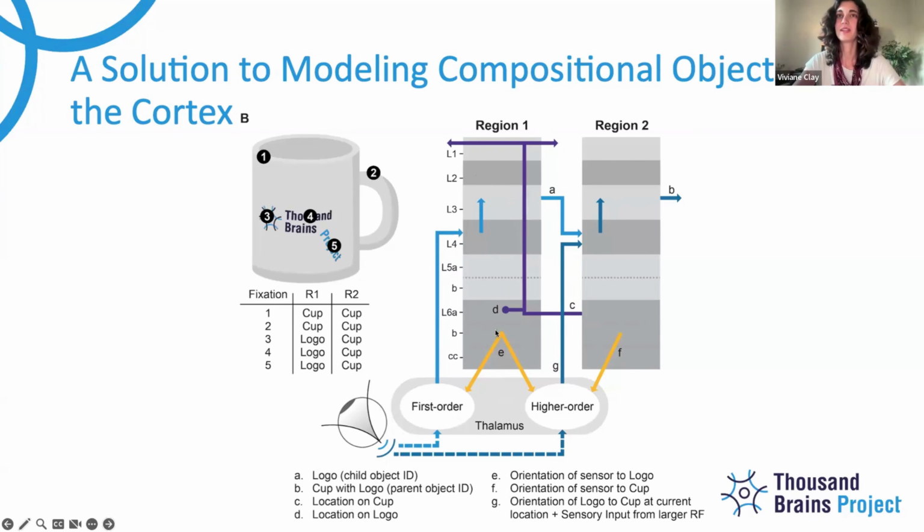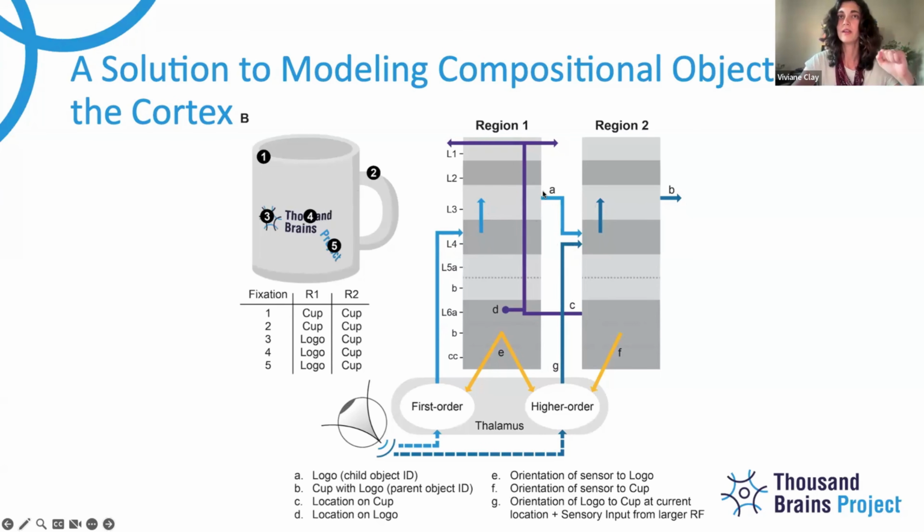As we already showed on the first slide, layer 3 is a representation of the object that's learned in region 1. So layer 3 would be encoding the ID of the logo, and layer 3 connects to layer 4 of the next higher region. So basically the object ID becomes a feature in the model at the next higher region.